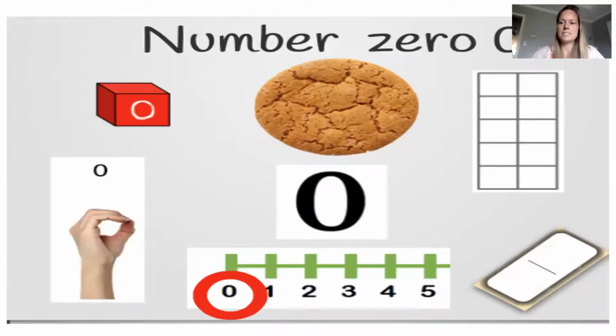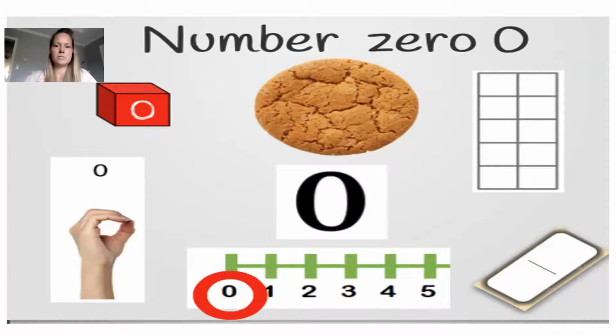All right, this is just a little page that shows different ways to show the number 0. We see a red cube that shows 0. Look at the cookie. They're showing you that a 0 is shaped like a round cookie. And then look, someone made their hand the same way I did to show 0. It's like making a circle. Then we have a 10 frame that is empty because there is nothing in it. The 10 frame shows 0. And then you see a number line.